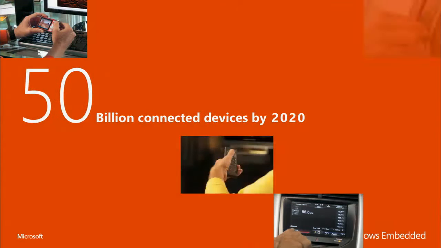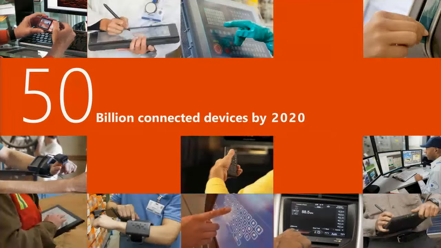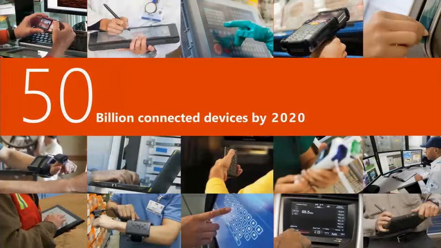So I am going to start with a big number here, 50 billion. And this is not a number that I pulled out of thin air, but research at folks like IDC and Harbor Research have come up with this number. They've projected that by the year 2020, there are going to be 50 billion connected devices on this planet. Now, think about that, right? That's a huge number, a staggering number.